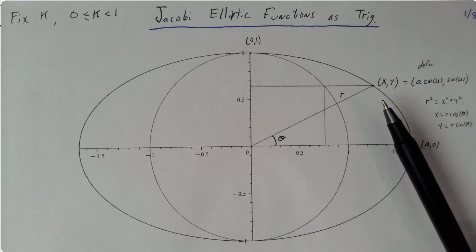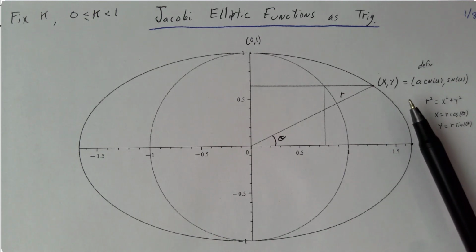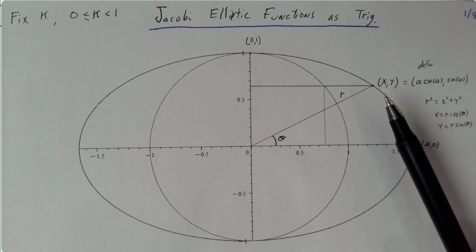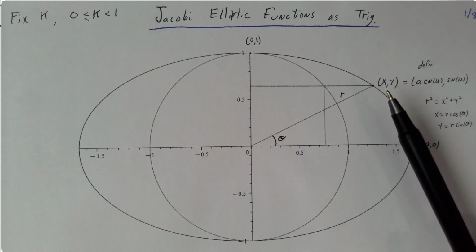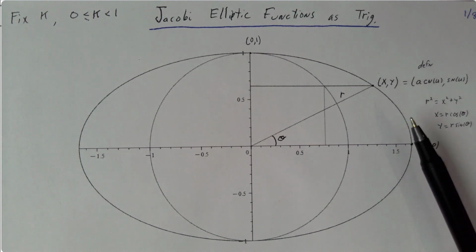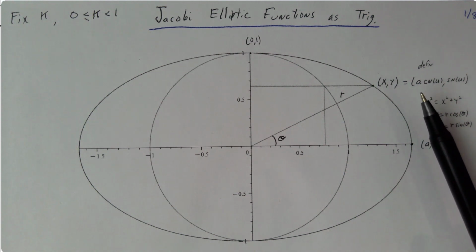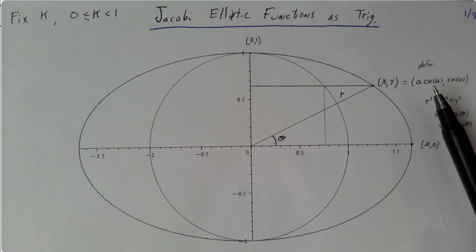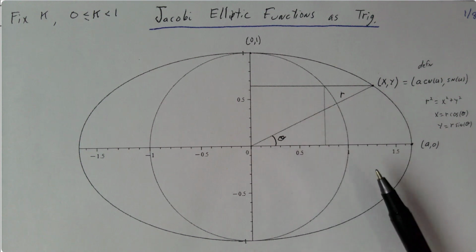y is always between 0 and 1, and this will end up being the sn of u, which we pronounce "sun u." The x value could be bigger than 1, but x divided by a will be between negative 1 and 1, and that will be cn u, or "cun u." So in other words, x is a cn u, or cn u is x over a, sn u is y, with this ellipse.